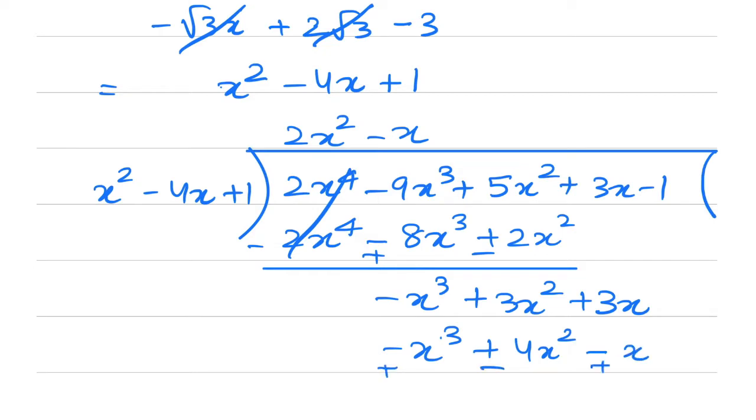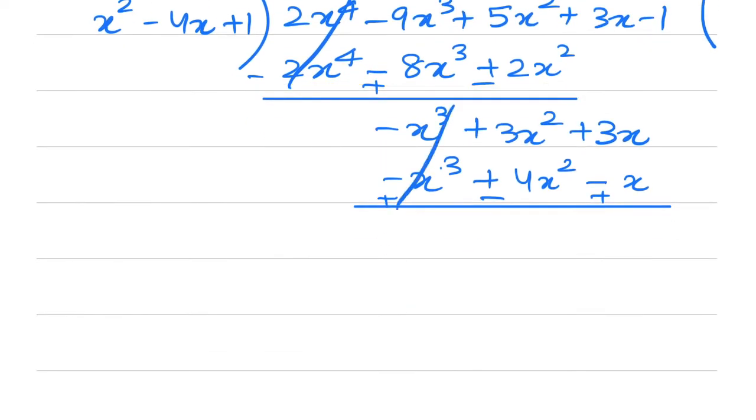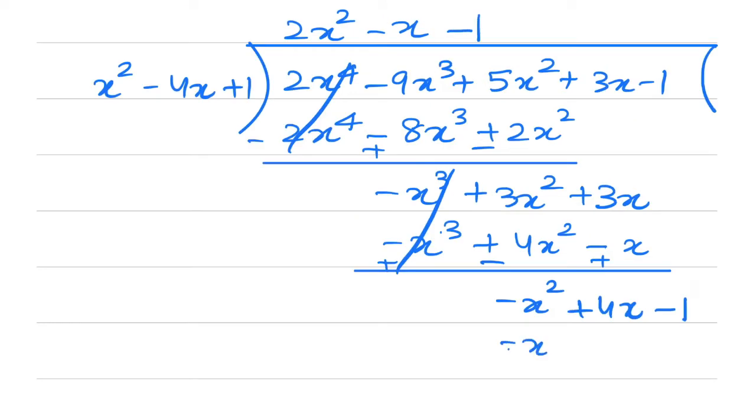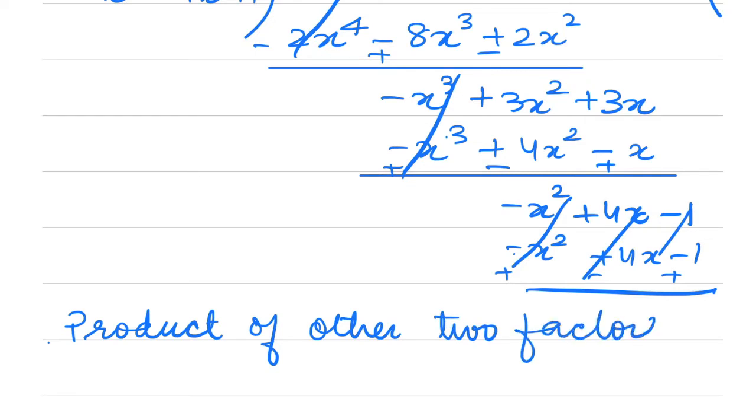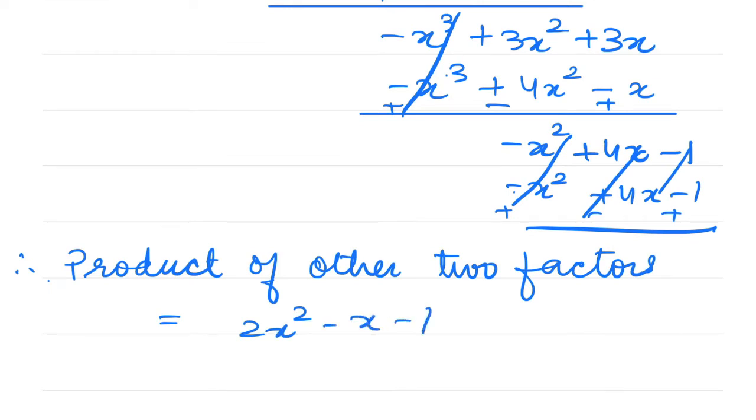Changing the signs here. This gets cancelled and we get minus x square plus 4x and minus 1. Minus 1 now. Minus x square plus 4x minus 1. They get cancelled. The product of the other two factors is 2x square minus x minus 1.